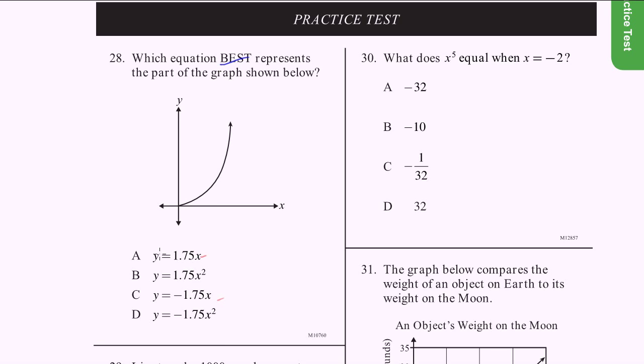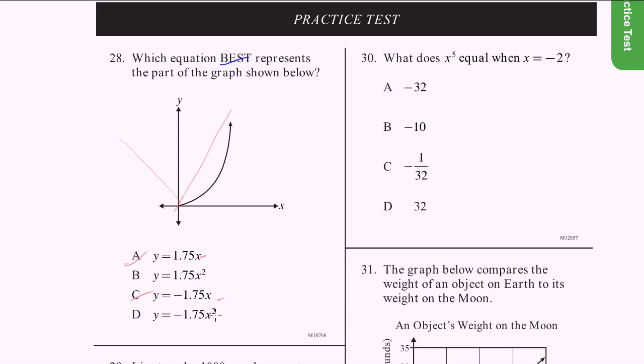This one and this one are straight lines. This one would be a straight line with a positive slope. Maybe look something like that. This choice C right here would be a straight line with a negative slope, like that. They would both go through the origin because they don't have any y-intercept right there. So neither of these are the answer. So let's just look at these two.